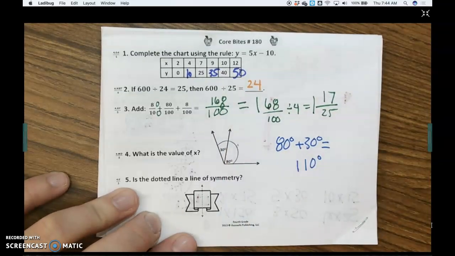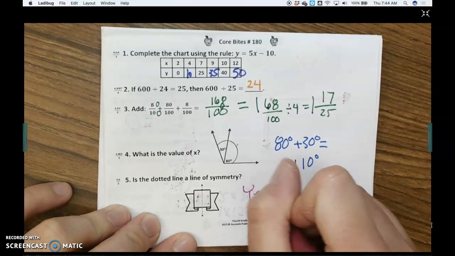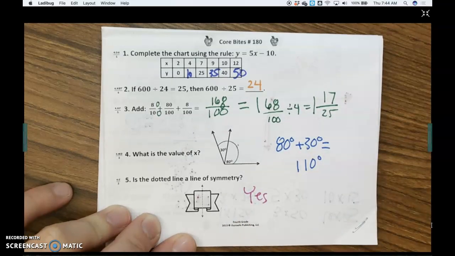And then for your final question, it asks, is this a line of symmetry? And you would say yes, because if you fold that in half, it is equal on both sides.